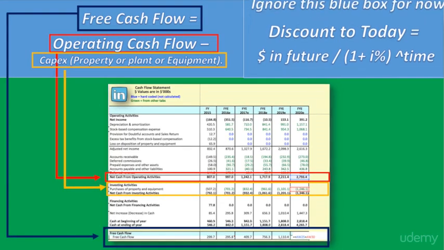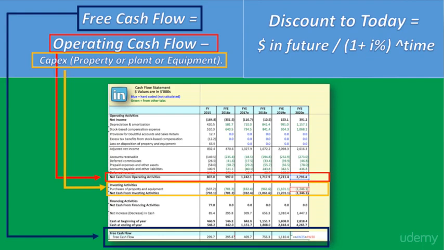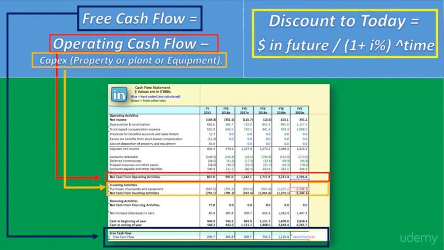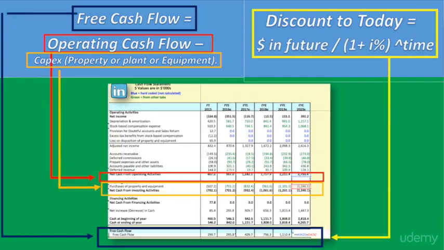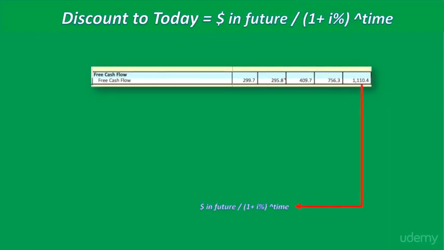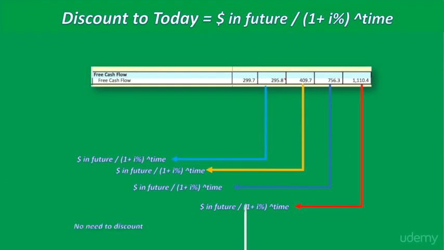All right, let's stop ignoring the blue box. Remember we discounted Spock from 10 years to today. Well, we have to do that with every single year of free cash flow for LinkedIn as well. That's how we find out the value of the company. If you take the future cash that any company makes and discount it to today, that's the value of the company. So let's discount all those free cash flows to today, over the number of years in the future it is. Same with every single year.